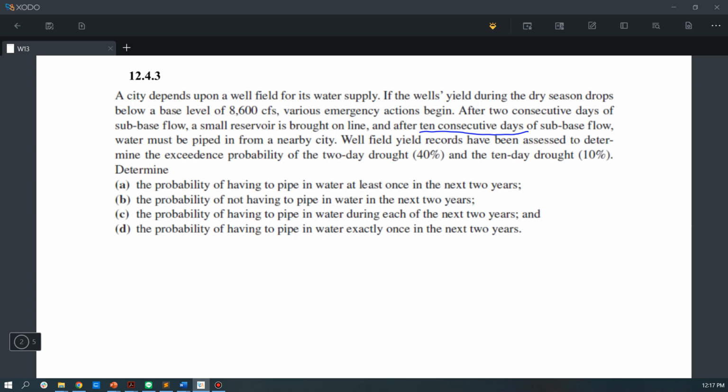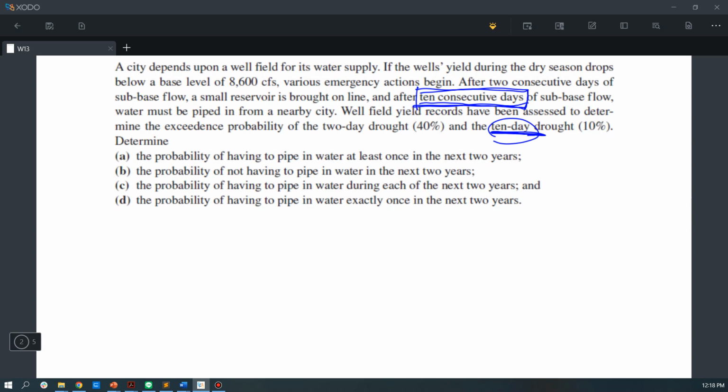And they tell us the probability of a 2-day drought is 40% and of a 10-day drought is 10%. Here we are more interested in the 10-day drought, because this is the threshold at which you have to pipe in the water from a nearby city. Okay, so let's start to answer the question.